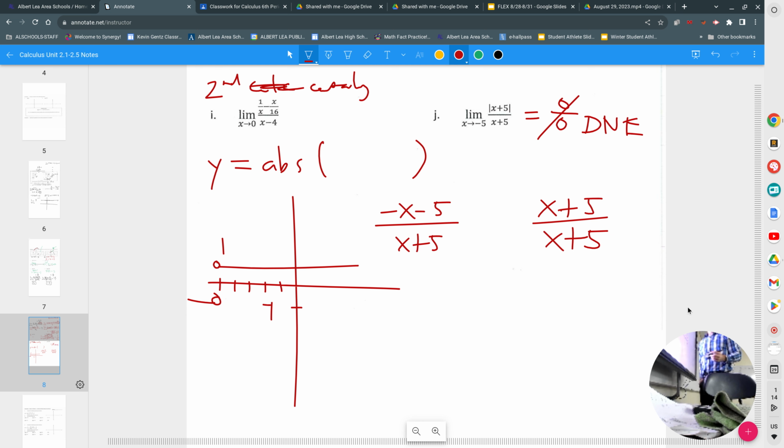If you wanted an algebraic argument, notice that an absolute value sign can have two values. It can have the positive and it can have the negative. So if you write x plus 5 over x plus 5, that is obviously equal to 1. And negative x minus 5 over x plus 5, if you factor out that negative, you will get a negative 1. So as you're approaching from the left, negative 1. As you're approaching from the right, positive 1.